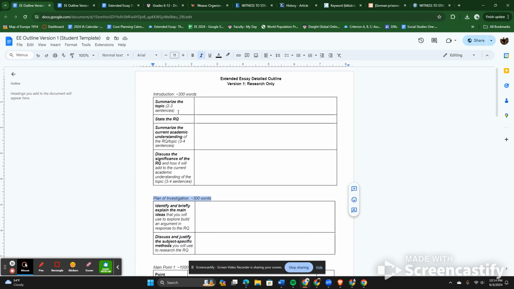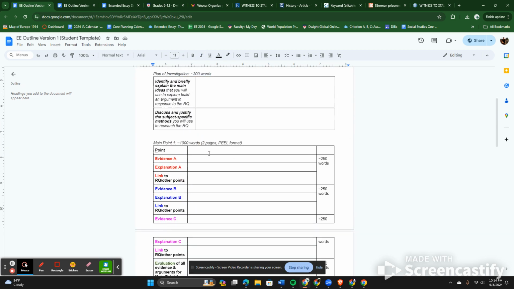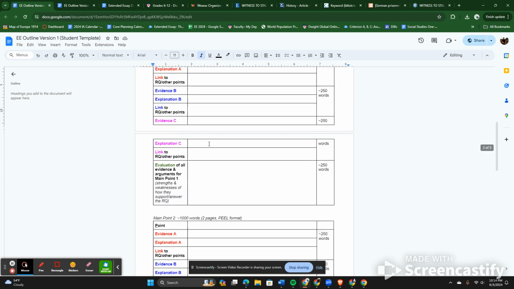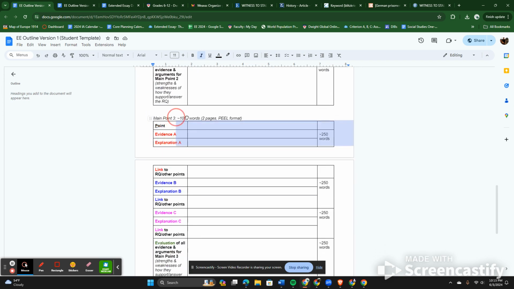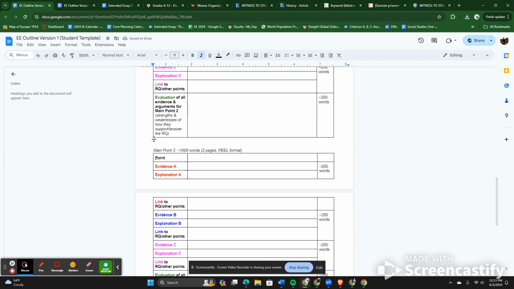Once you've looked at the introduction and then your plan of investigation, which I'll show you an example of in a moment, that's when you get into the meat of your outline. So these are your main points. Using this PEEL format, what I have set up here is 3 main points: main point 1, main point 2, and main point 3. Each of these main points is going to be about 1,000 words with this setup.